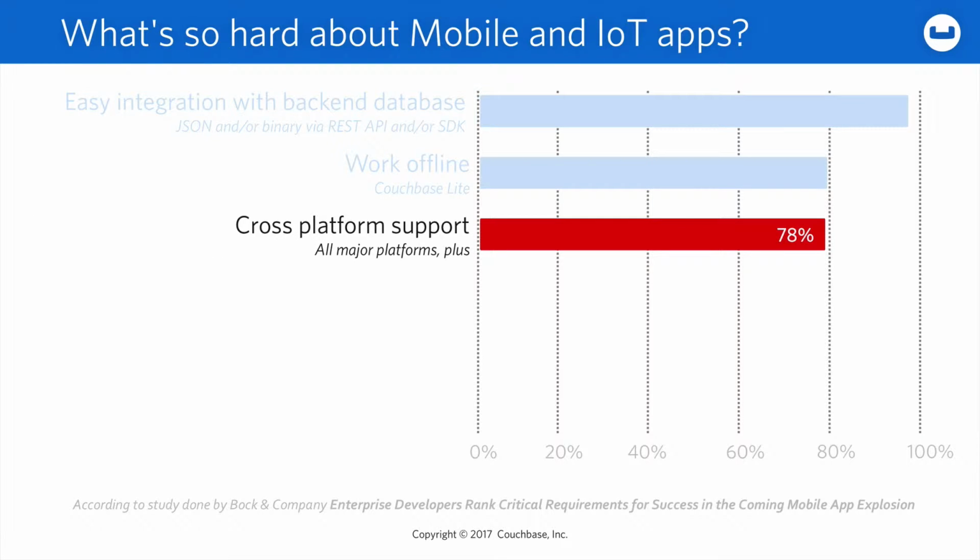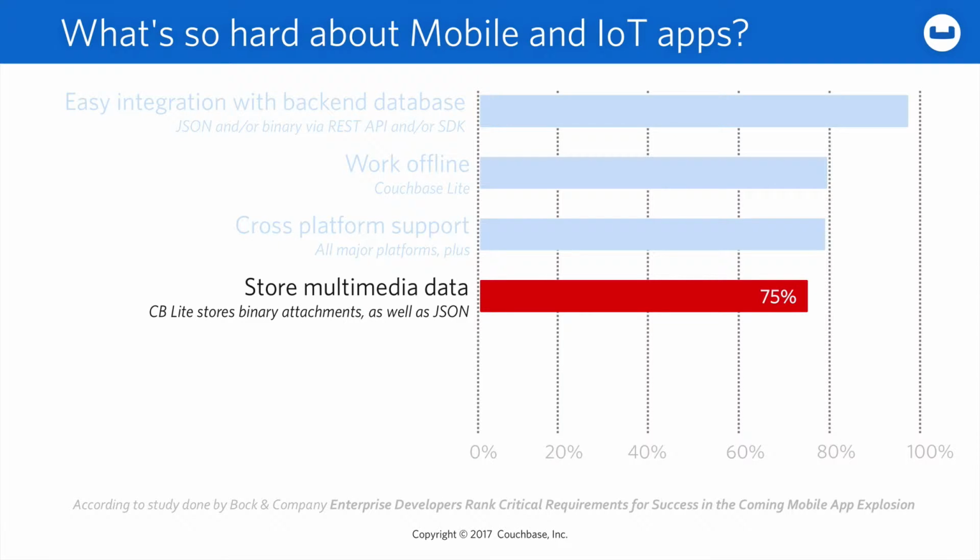The next big concern is that, of course, you have to have cross-platform support in this business space. Couchbase Lite and the Couchbase Mobile stack support all major platforms. Plus, we'll be looking at that in detail a bit later. Next, you can't just have numbers and letters. You have to be able to store multimedia data in this space, both for display and transmission. Couchbase Lite stores binary documents, images, sound, etc., as well as JSON.